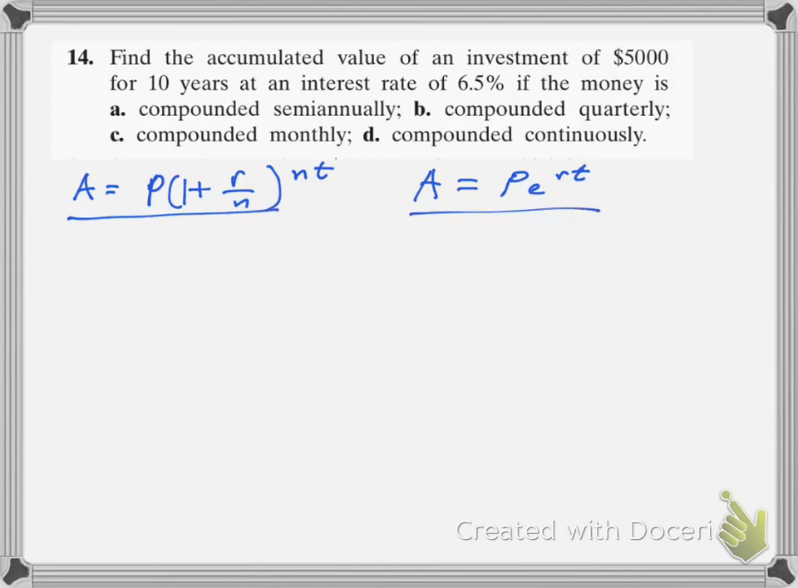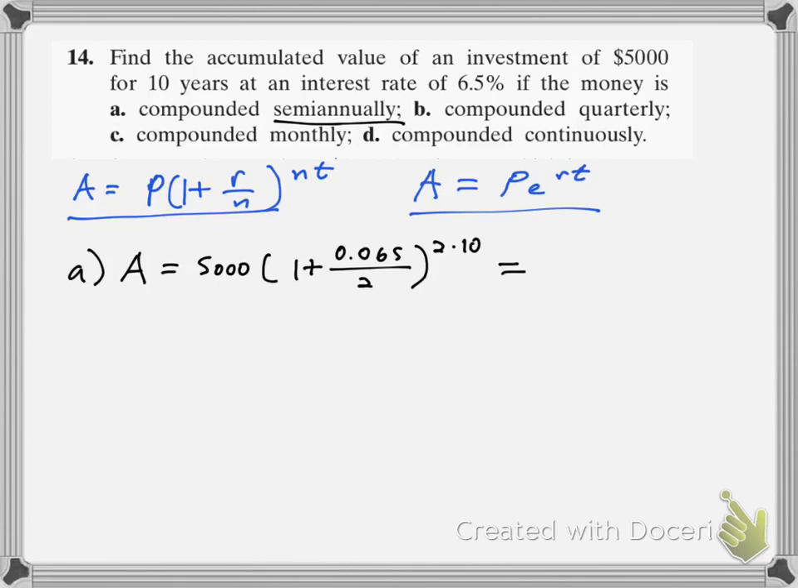For letter A, we're going to get A. So how much are we investing here right now? The present value, the amount we're investing now, is $5,000 times (1 plus R over N). R is 0.065 over N. Well, if I'm compounded semi-annual, that means twice a year, right? So I'll put a 2 in there. And then that'd be 2, which is N, times the time, which is 10 years.